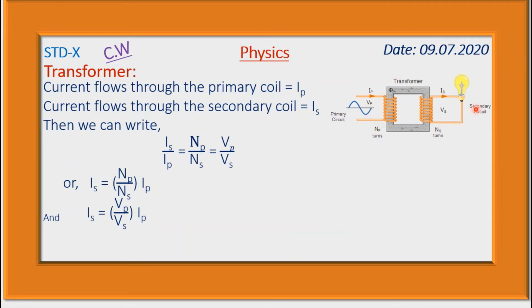We can increase or decrease the voltage by changing the number of turns in the primary coil or in the secondary coil, but the power will remain the same. We know power P is equal to VI. Here we can change the voltage or current, but power is always the same. We cannot increase the power, and we cannot decrease the power. We can only change the voltage by increasing or decreasing the number of turns in the primary coil or secondary coil.